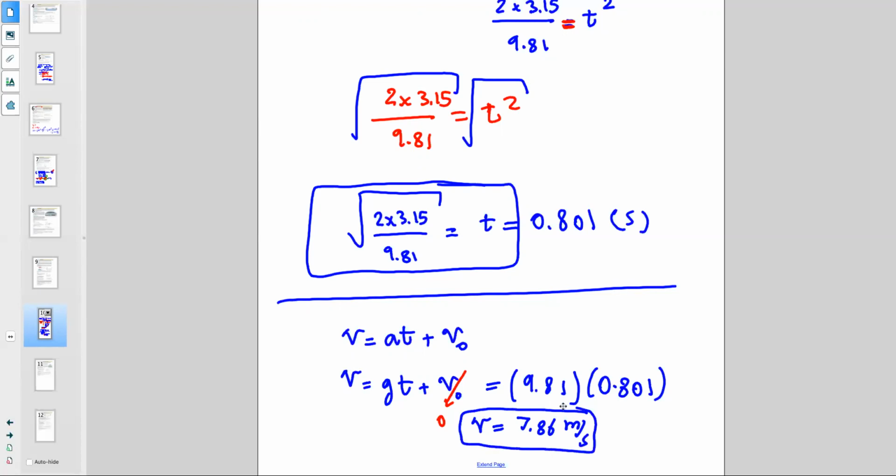You might say, oh, isn't the final velocity 0 because it just stops? Yes, eventually it will give all of the energy to the ground and it will stop. But at that point of contact, when it hits the ground, it does so with a velocity, right? It hits with some sort of velocity. And that's the velocity that we're talking about, 7.86 meters per second.